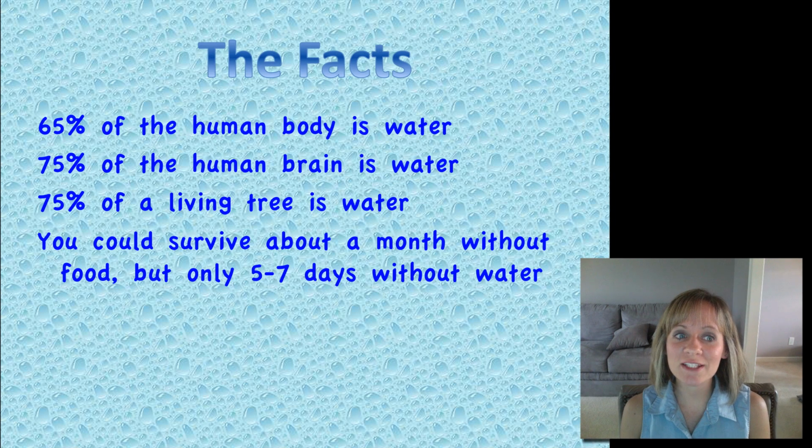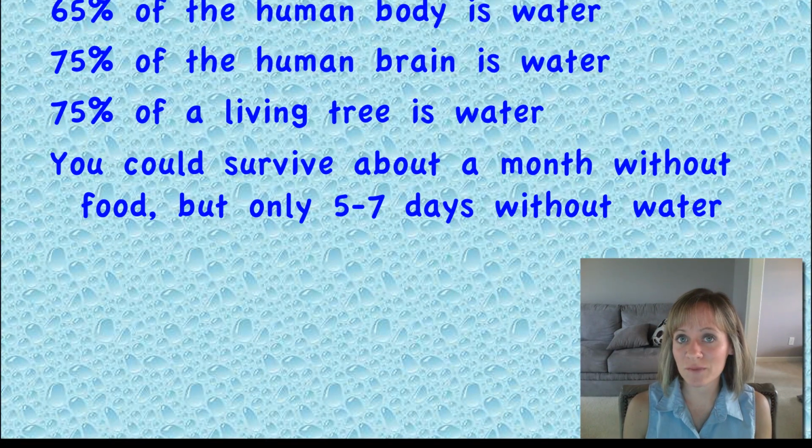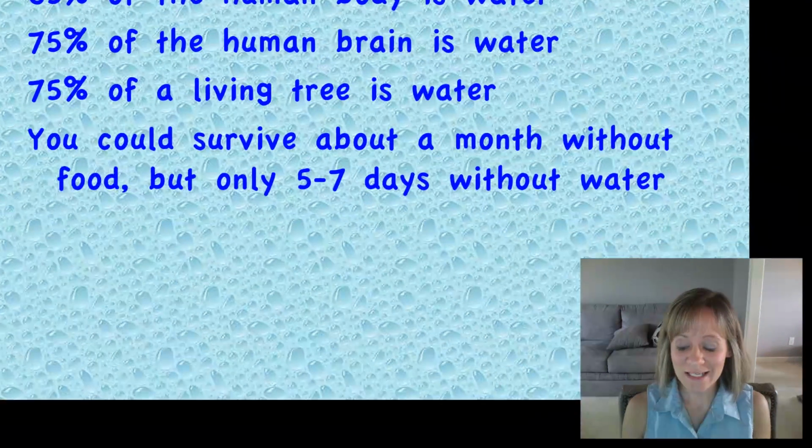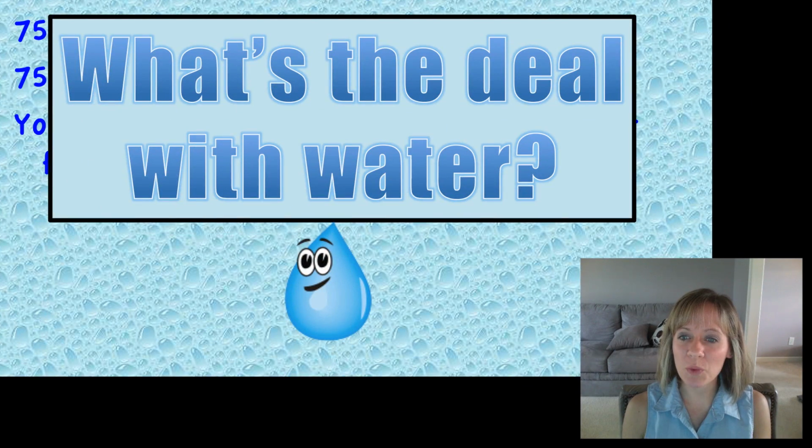So let's have some facts about water. 65% of the human body is water. 75% of the brain is water. 75% of a living tree is water. And you could survive about a month without food, but only 5 to 7 days without water, if that. So water is really, really important. So the question we're going to try to answer is, what's the deal with water?